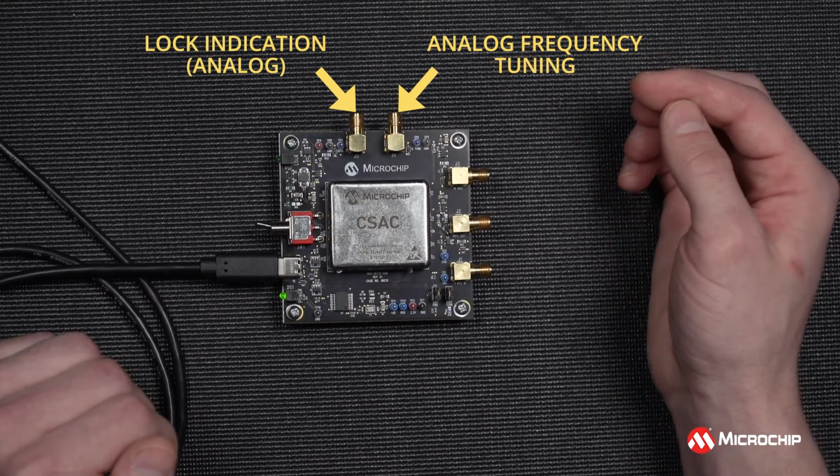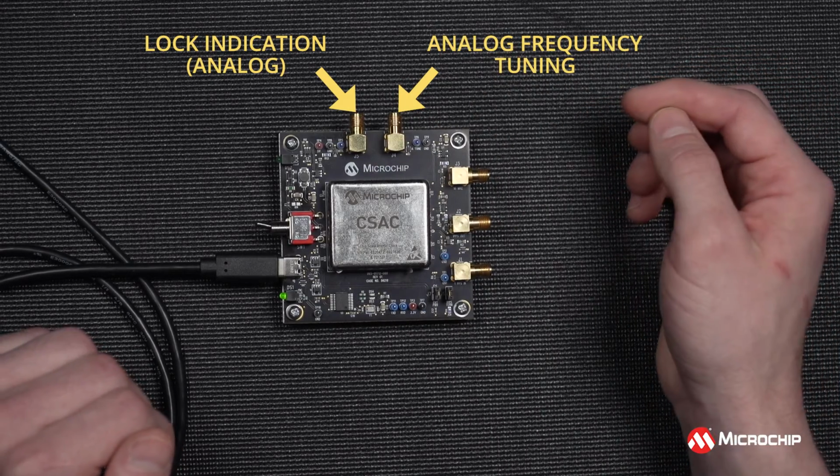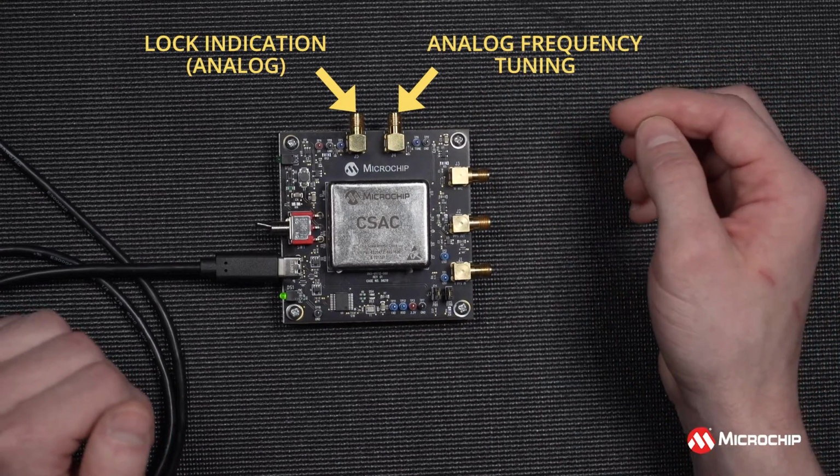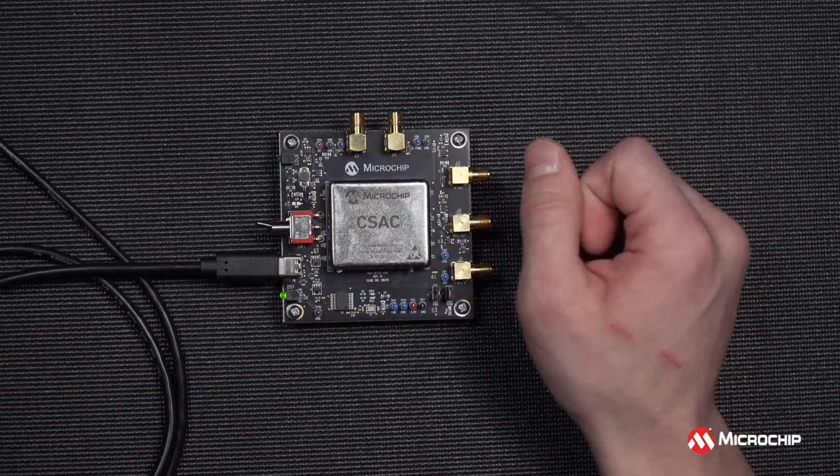Analog tune can be configured within ClockStudio, and the built-in test equipment pin can be used in oscilloscopes for when atomic lock is achieved. Let's move over to ClockStudio and look at the interface.